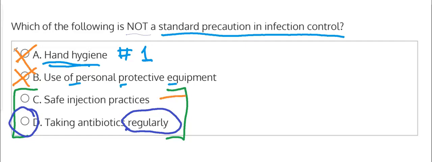And then looking at option C, safe injection practices could include something like using an antiseptic and alcohol swab to clean the site before the injection. That would be considered a safe injection practice, and by doing so, you're helping to prevent any infection entering the body by cleaning the site before putting the needle in to give the injection. Even though it might not be one that you think of at a top level, the same way you would hand hygiene and PPE, it is something that can be used to prevent infection. So we can eliminate option C. And that leaves us with option D, taking antibiotics regularly, as the correct answer to this question.